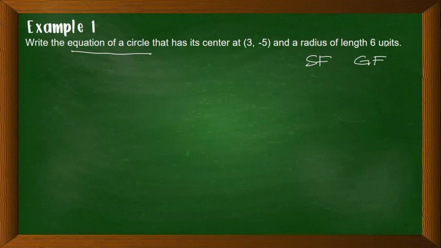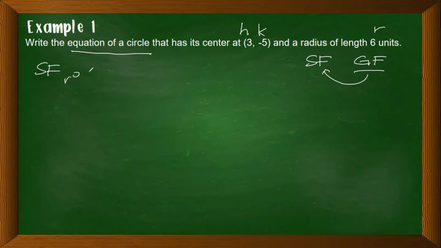We have the center and we have the radius. So all we need to do is solve. It's either SF or GF. But take note, general form requires the standard form. So for now, we will be solving for the standard form. The standard form of this given problem, our center is 3 and negative 5. So this is the H and this is the K. And this is our radius. So all we need to do is substitute.